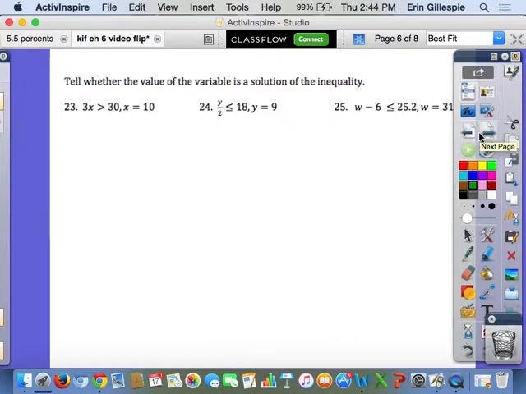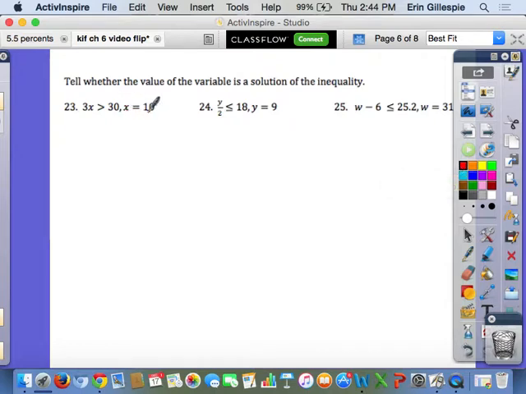Tell whether the value of the variable is a solution of the inequality. So you're going to take the value of x, the value of y, the value of w, put it in the inequality for the variable, and then determine, is that a true inequality? If so, then your answer is yes. If it's not a true inequality, then your answer is no.